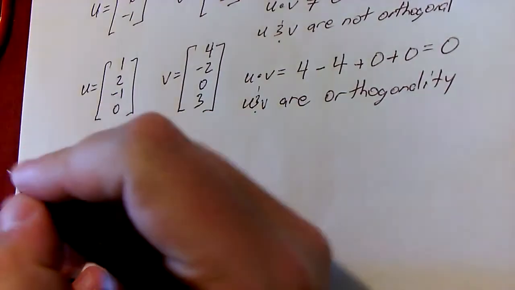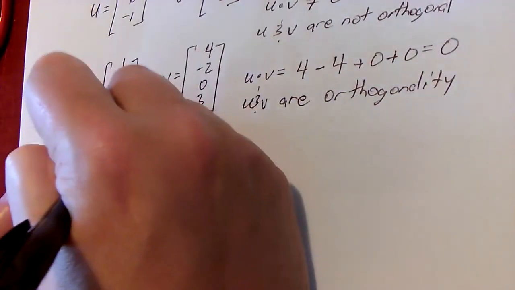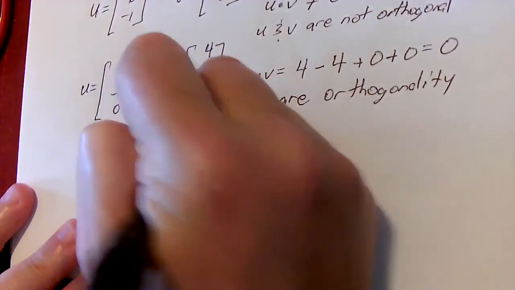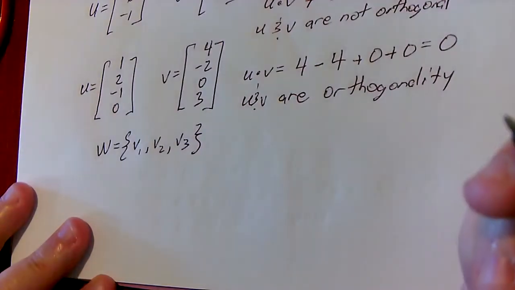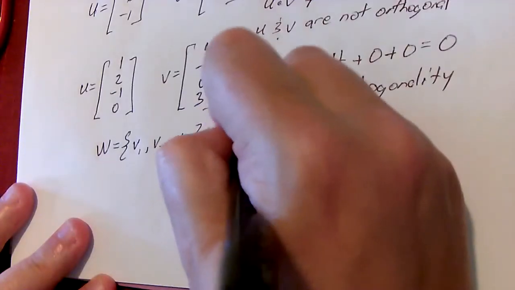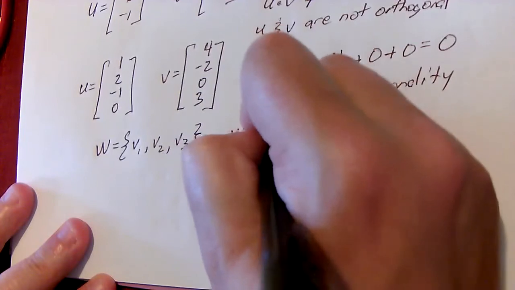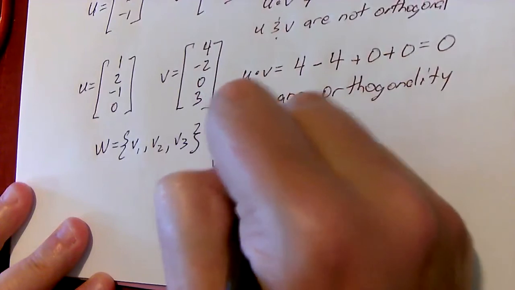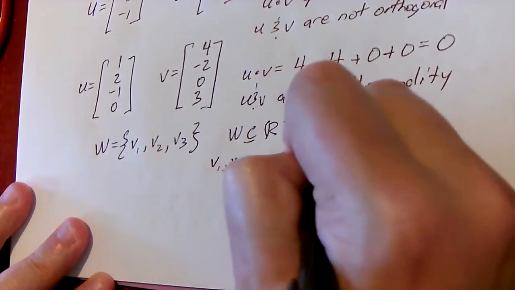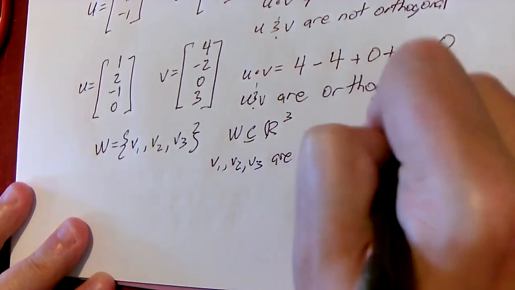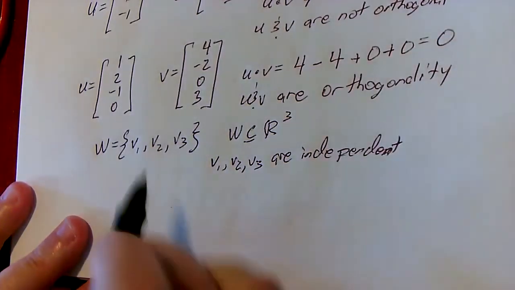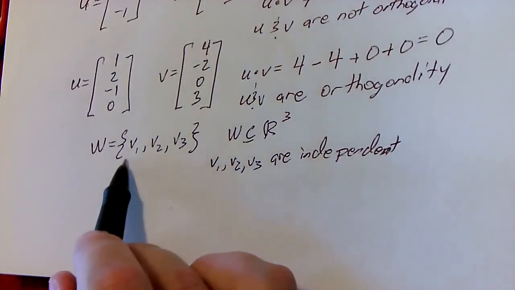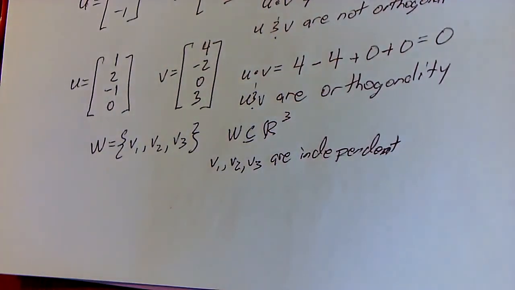Okay, so if I have a set of vectors, we're going to call this set of vectors capital W. It's v1, v2, and v3. So W is contained in R3. So these are three-dimensional vectors. We'll say that v1, v2, and v3 are independent. Okay, we're familiar with linear independence. So v1, v2, and v3 are in R3, and they're independent. That means they form a basis for R3.